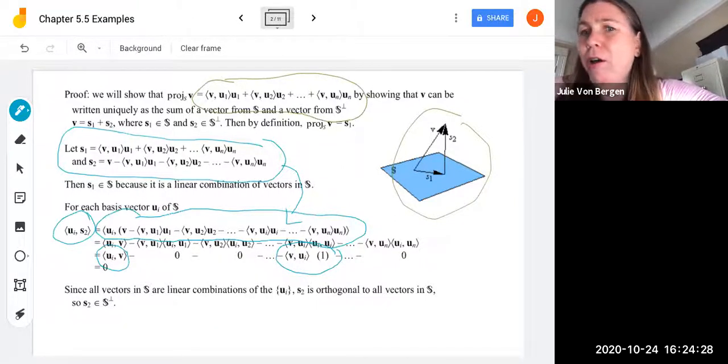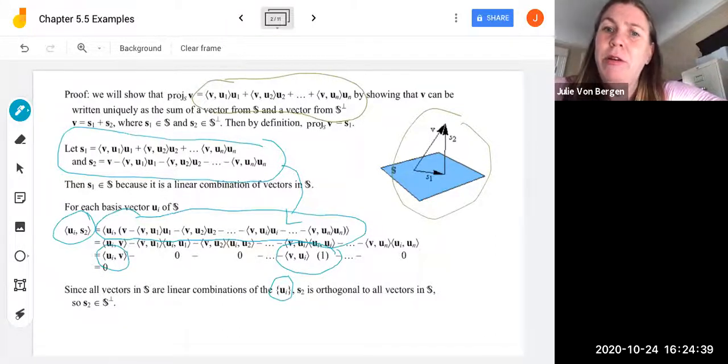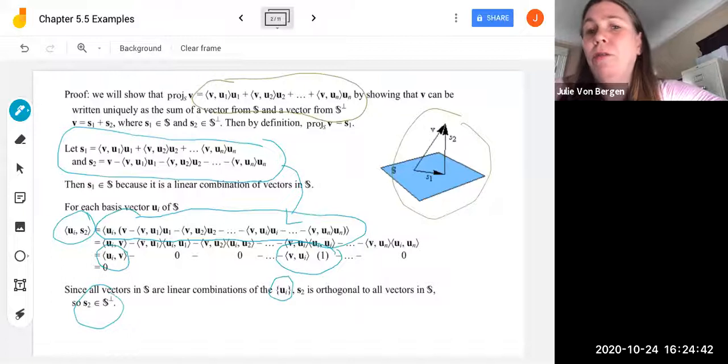Okay, so since all vectors in S are linear combinations of the U's, this set of the UIs, S2, is orthogonal to all the vectors in S, so we can say S2 belongs to the orthogonal complement of S, or S perp.